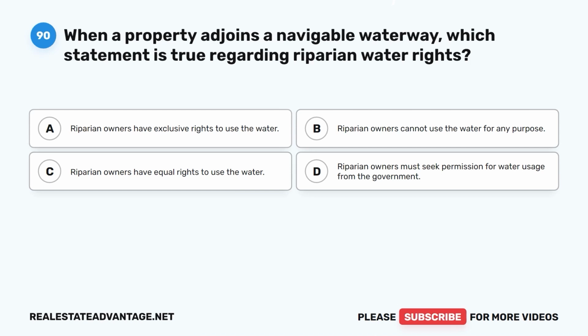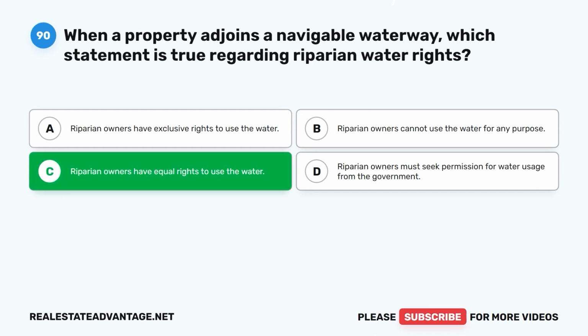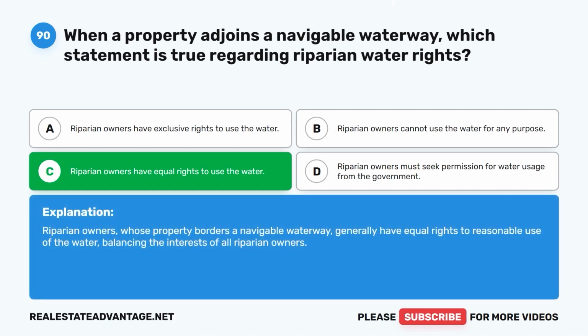Question 90. When a property adjoins a navigable waterway, which statement is true regarding riparian water rights? A. Riparian owners have exclusive rights to use the water. B. Riparian owners cannot use the water for any purpose. C. Riparian owners have equal rights to use the water. D. Riparian owners must seek permission for water usage from the government. The correct answer is C. Riparian owners have equal rights to use the water. Riparian owners whose property borders a navigable waterway generally have equal rights to reasonable use of the water, balancing the interests of all riparian owners.